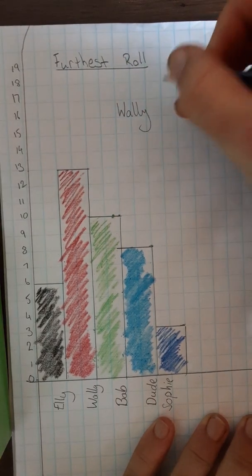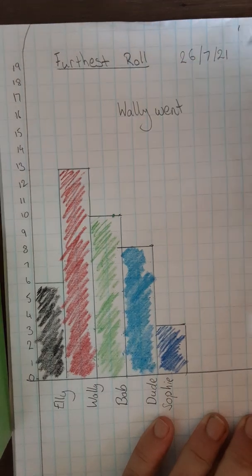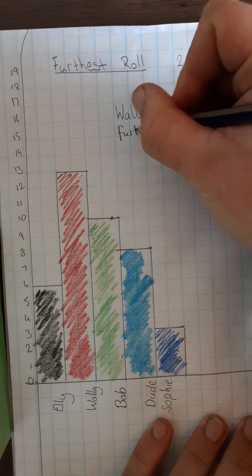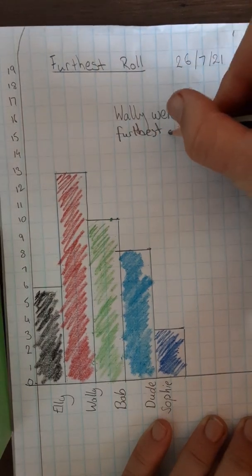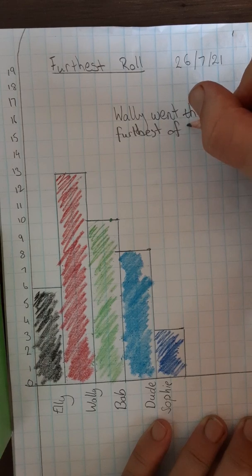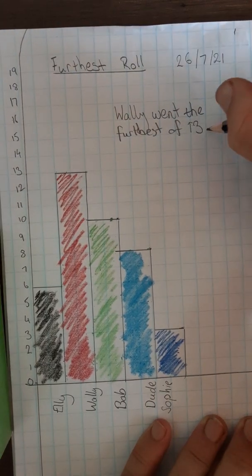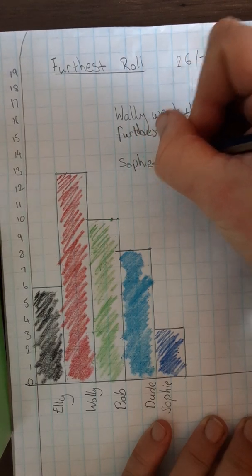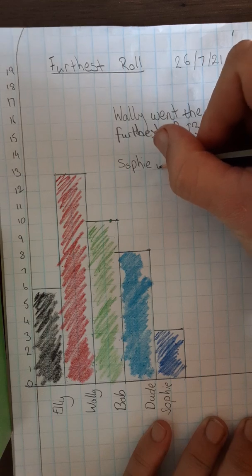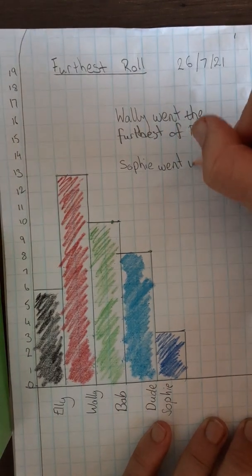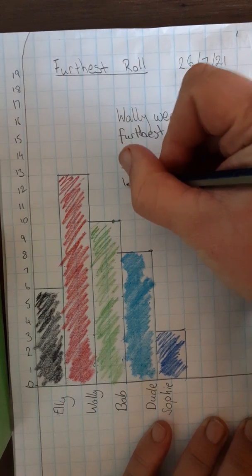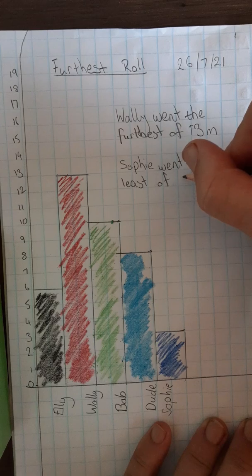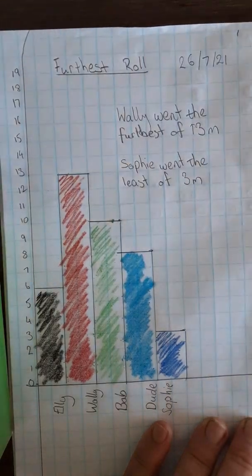Wally went the furthest. Where did he go? He went 13 metres. Sophie went the least, 3 metres. So here we've got our graph.